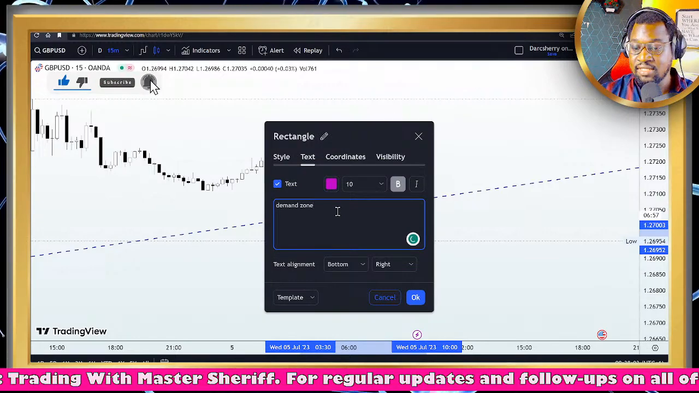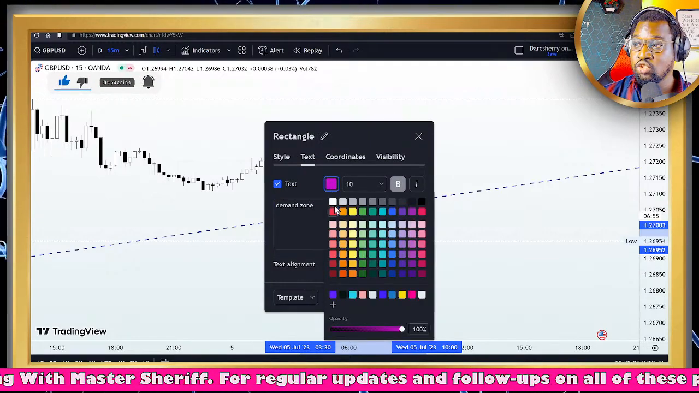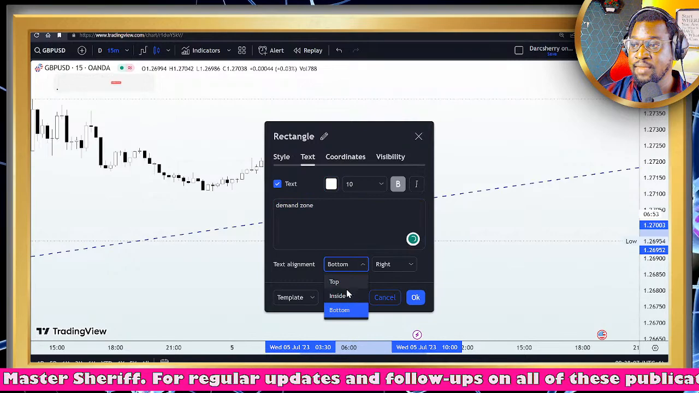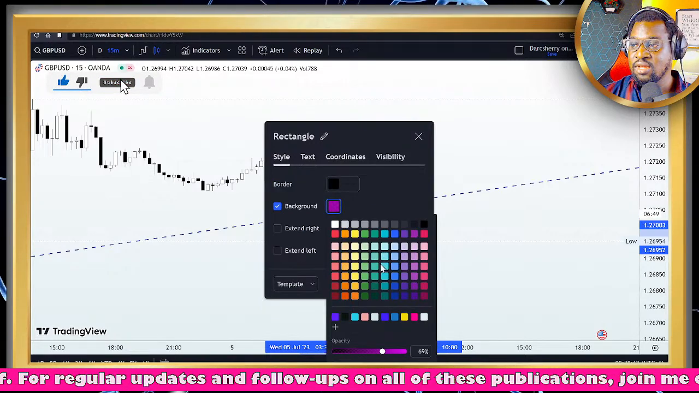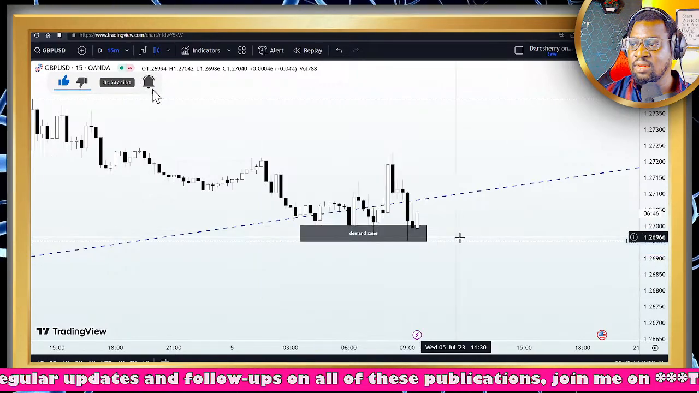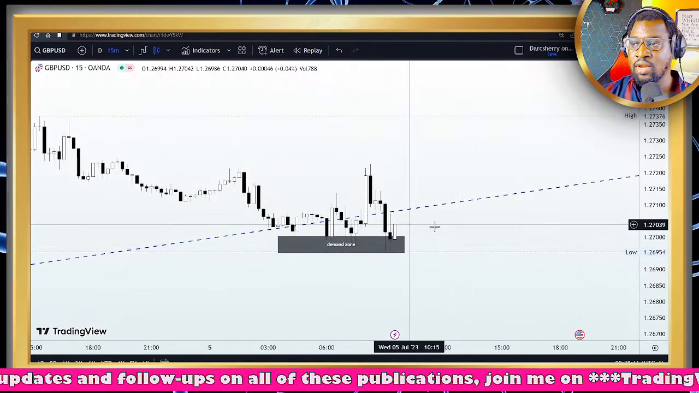This is the 15 minutes time frame, mind you. So we want to try and label this area, place this at the center of the box. So I would rather give this a darker color. Okay, so we have a demand zone figured out here.